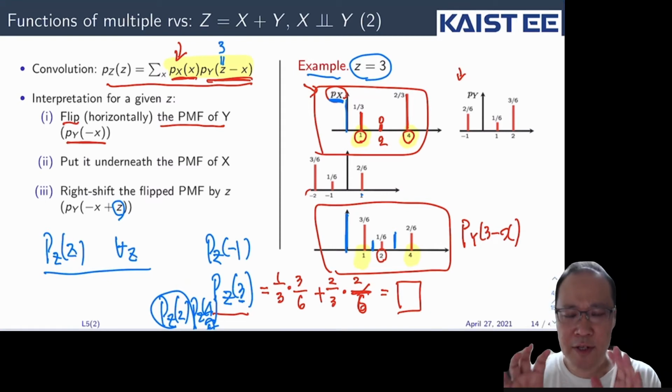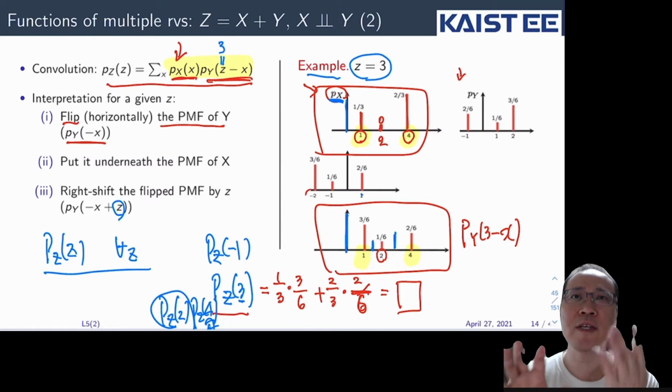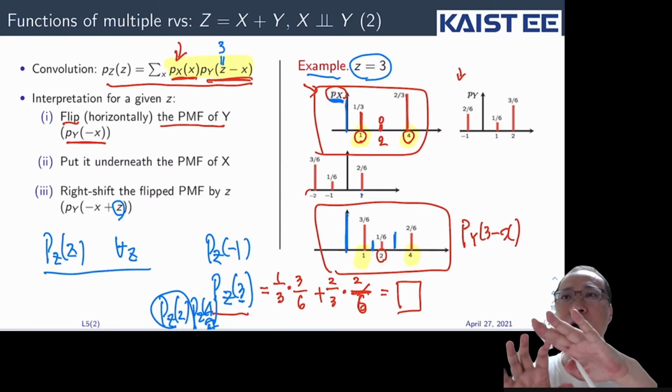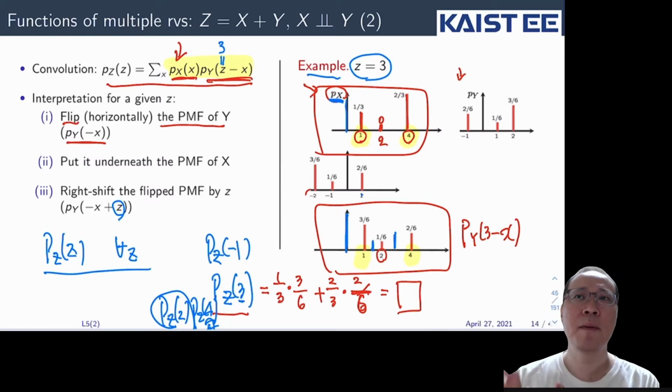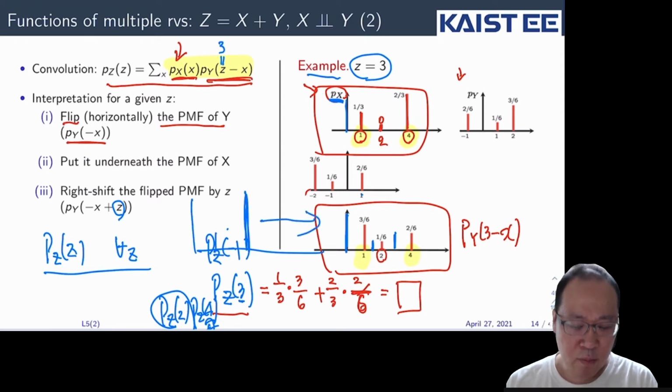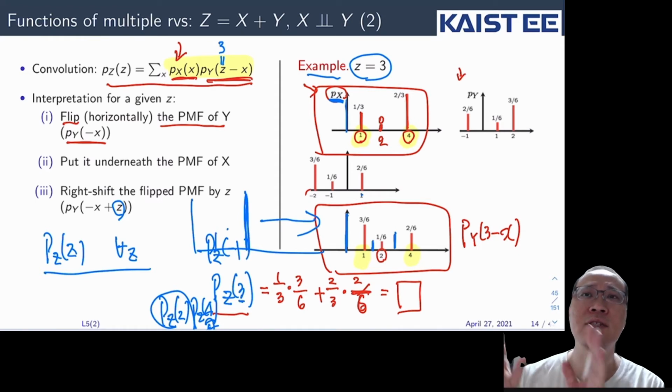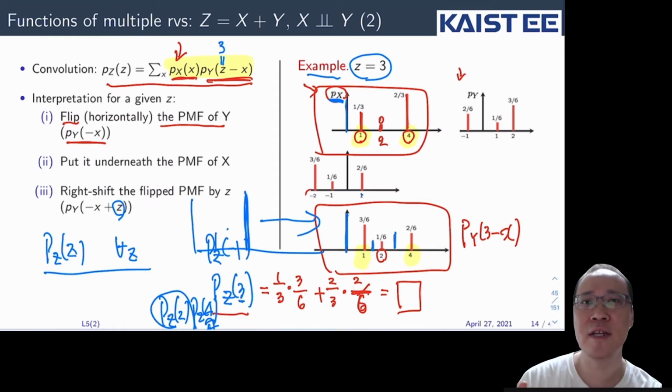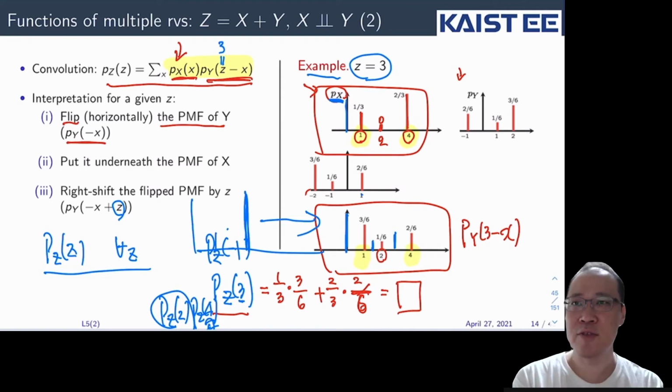Okay? So essentially, when you look at this convolution operation, what we are doing is to flip the PMF of Y, right shift by the given amount of the z. When for example, z is small, like this. Okay? Now we move this shifted version of the PMF of Y just a little bit and do the multiplication, shift a little bit and do the multiplication. And that's what we are doing.